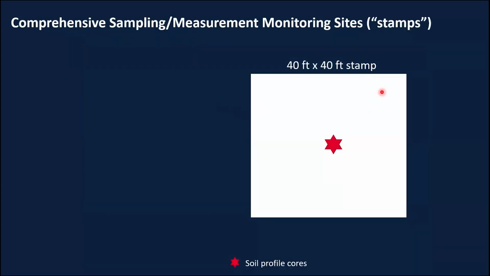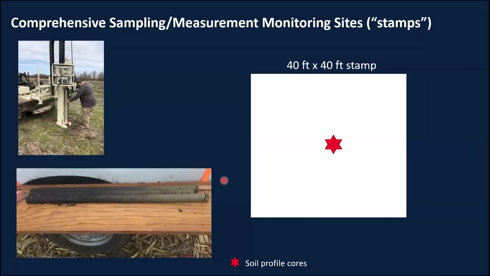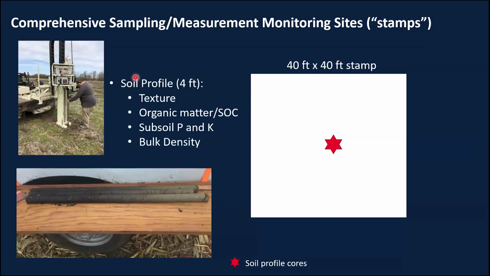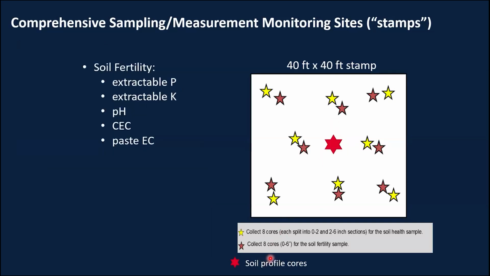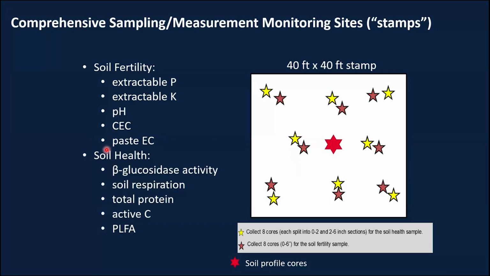When we look at each of these areas, we call them stamps. They're about a 40 by 40 foot area in each field. We took deep soil tests, we looked at the cores, we looked at the horizons, and we looked at the different soil profiles and different parts of these as well. And then for soil fertility and soil health, we took a bunch of soil samples in that area and looked at our soil fertility measurements, our typical P and K, pH, CEC, and then looked at several soil health measurements as well.